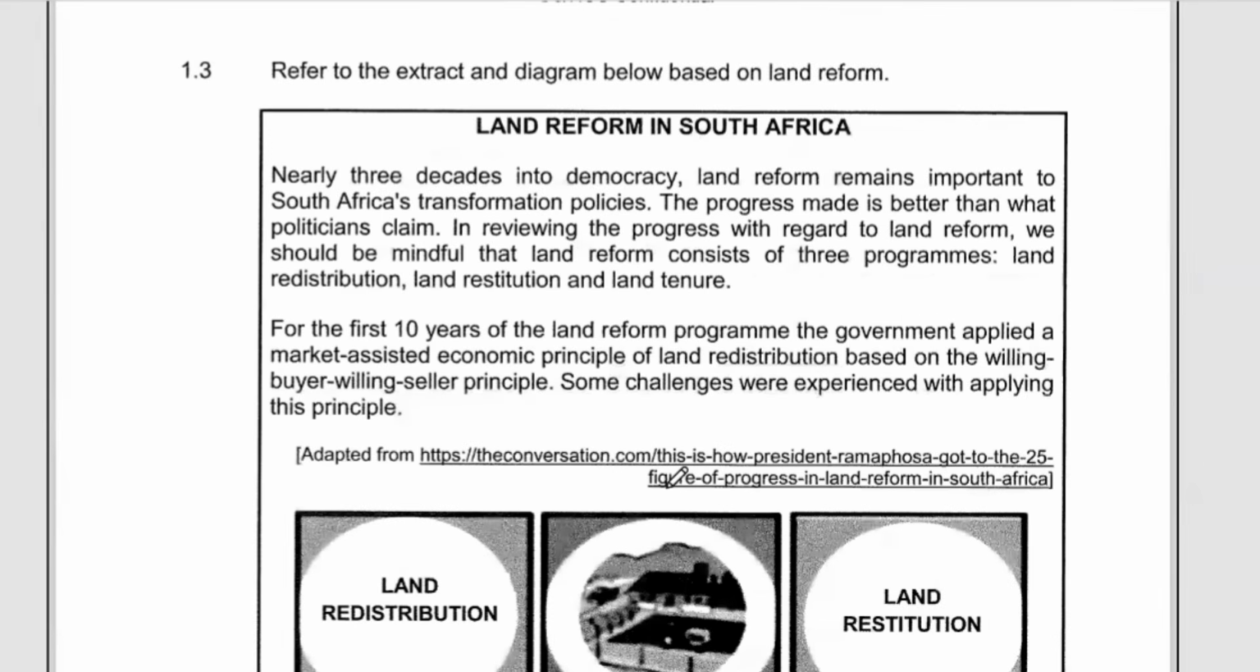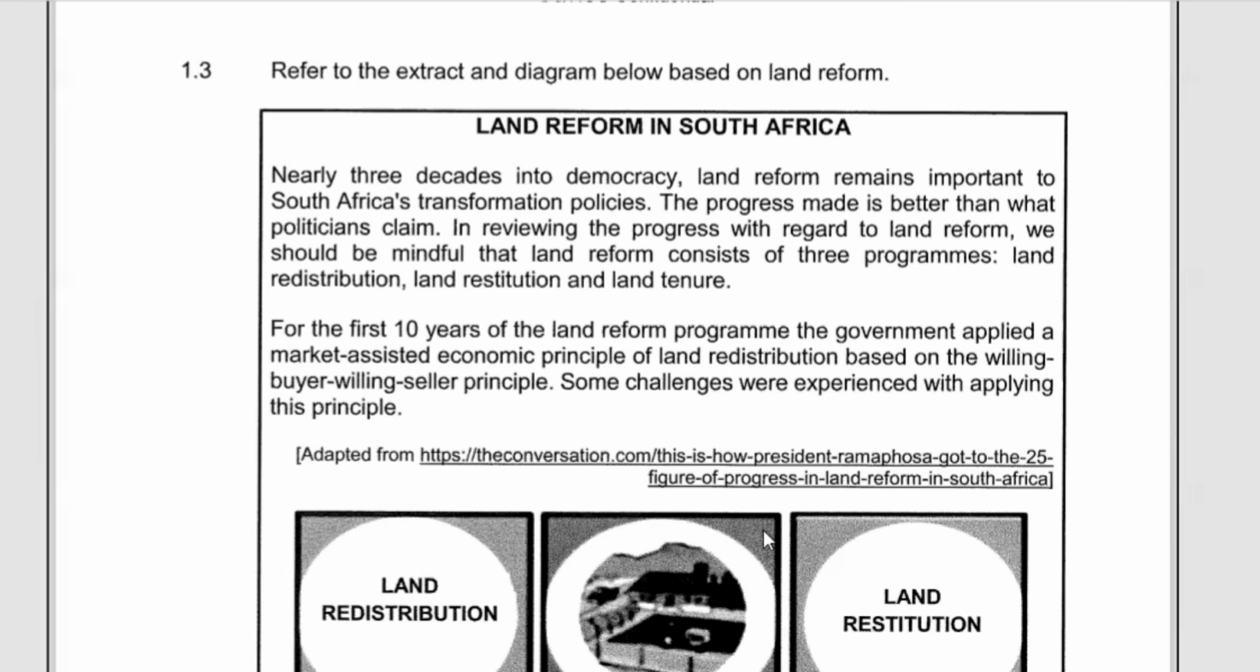It's an extract which talks about land reform in South Africa. Right, we're not going to go through the extract. We are just going to go through the questions and try to figure out where to get the responses from. Right, number 1.3.1, it says, quote evidence from the extract to show that there has been progress with land reform.